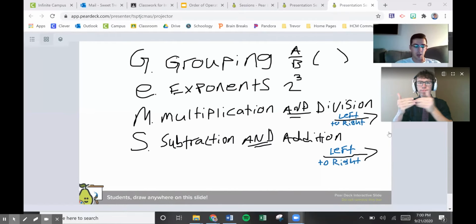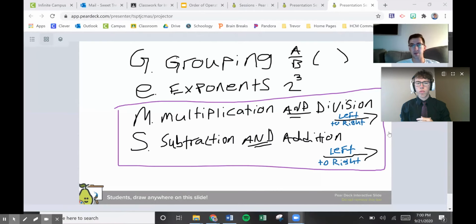Okay. Now, I'm going to give you a set of problems to work with. We're only going to have to deal with the bottom two. So just this stuff. You don't have to worry about any exponents or any groupings. Just focus on multiplication and division first, then subtraction and addition. So let me show you one problem here.